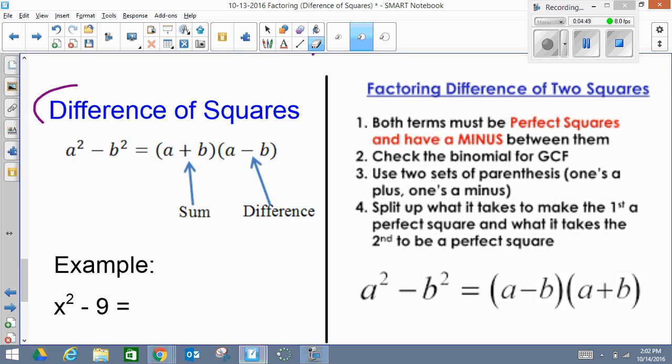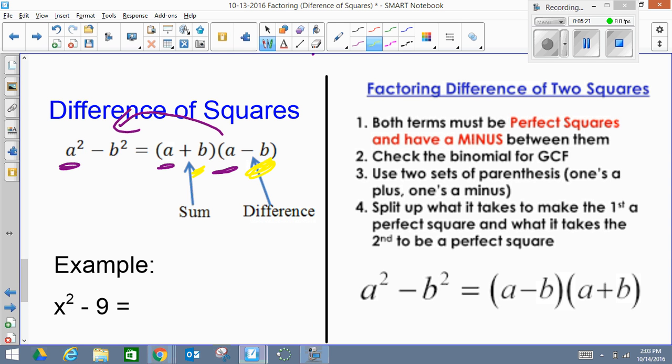What else do we have on those steps? Use two sets of parentheses. One's a plus, one's a minus. That will be the answer. One with a plus and one with a minus. Split up what it takes to make the first a perfect square and what it takes for the second to be a perfect square, which is technically the same thing as the square root. If you go backwards and multiply, a times a gives you a squared.